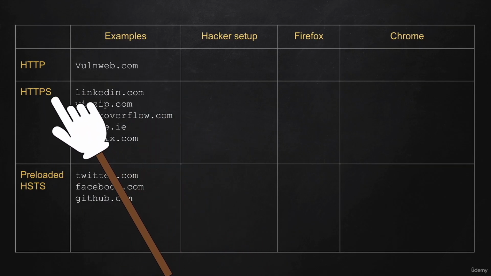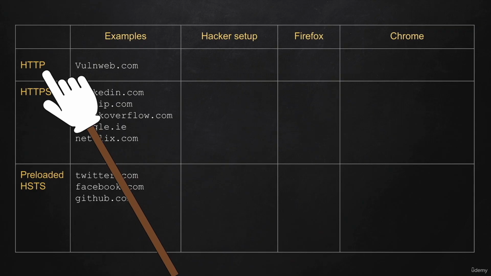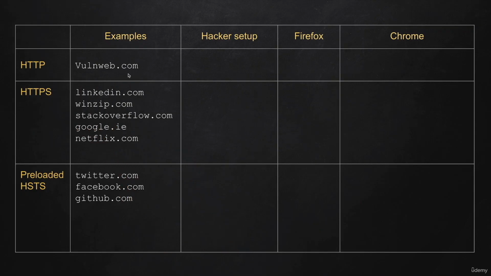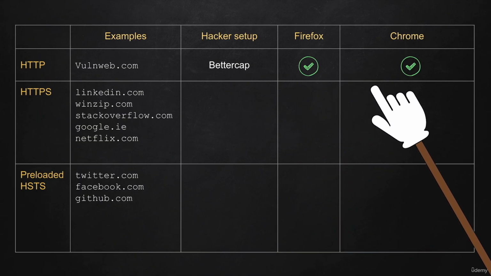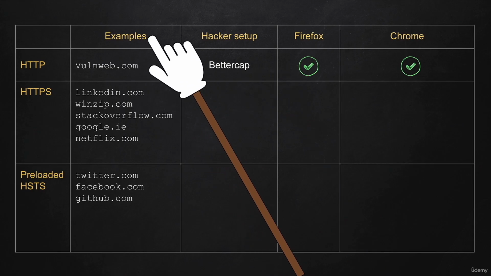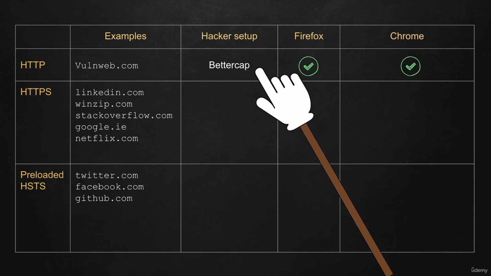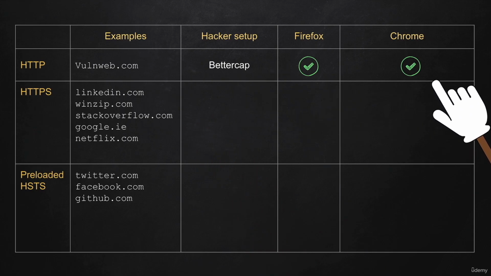Now, we could have a bigger list in here, but it won't be as big as HTTPS websites, as most websites use HTTPS. Now, when it comes to HTTP, no encryption is used, so there's nothing you need to do to bypass. So you can basically use the basic BetterCap, no modifications at all, and it works perfectly with Firefox and Chrome, so you'll be able to read the data and even modify it, as we're going to show you later on in the course.